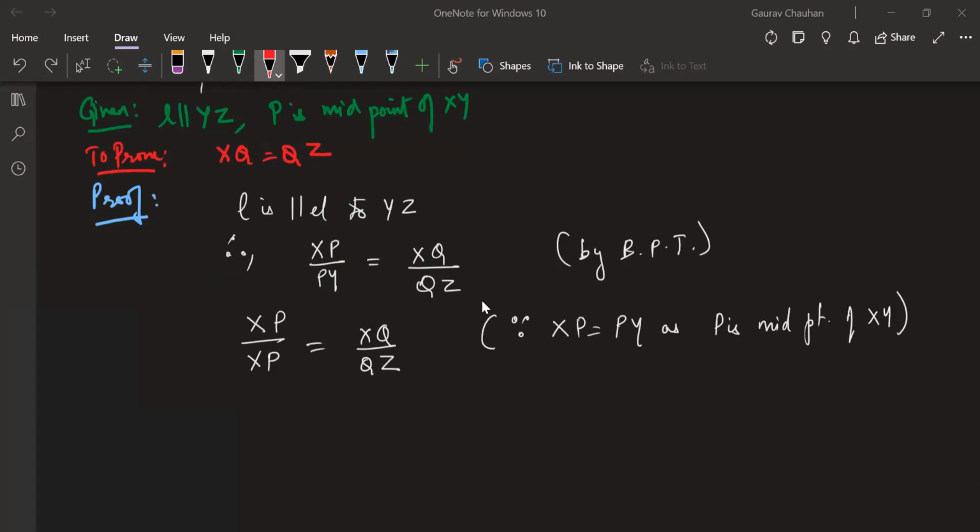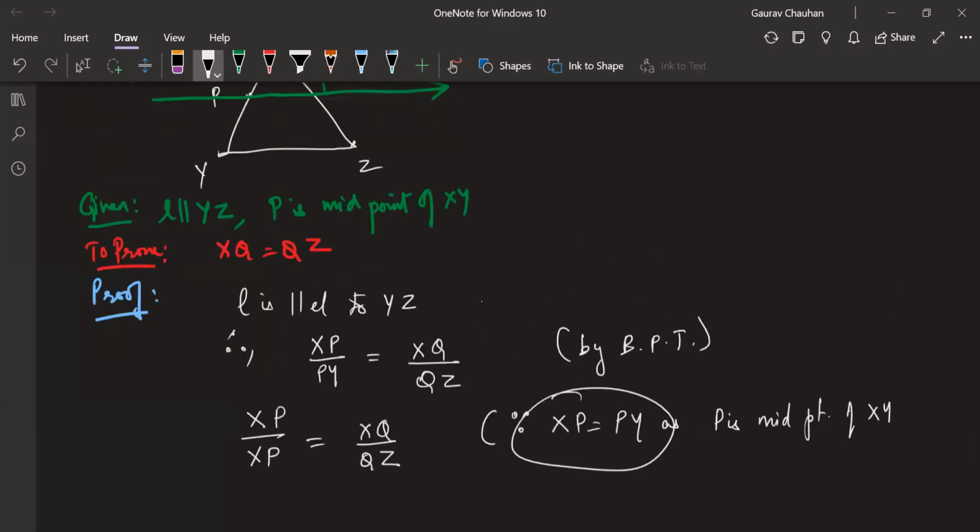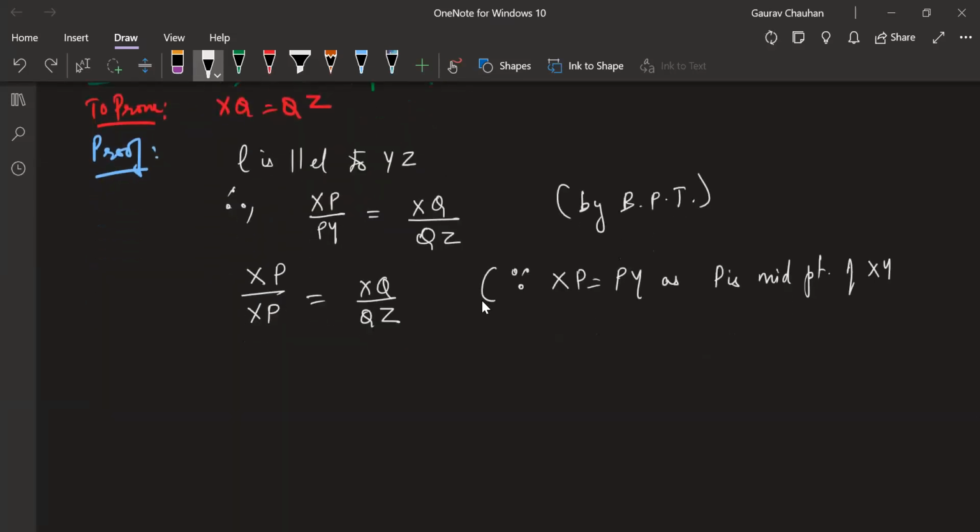Yeah, continue, Nishchay. Sir, now we can cancel out XP and XP by 1. Let's not cancel out in this step, because let the examiner see that you've done this and that's how you have substituted. So let's write one more and then cancel out. So XP by XP is equal to XQ by QZ. This and this get cancelled. So you have 1 is equal to XQ by QZ.